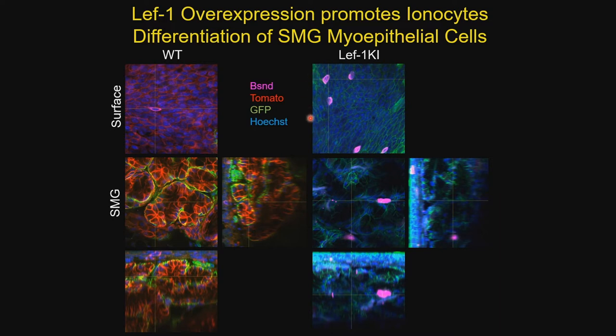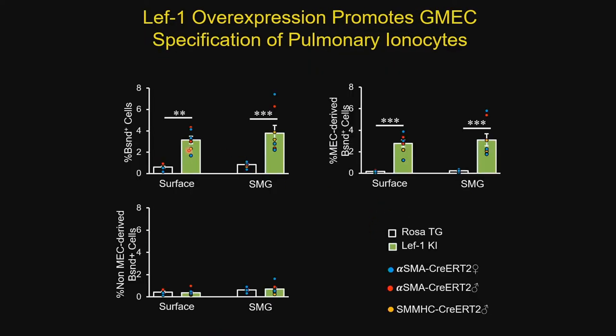And this is a very thick Z-stack throughout the whole mouse trachea. What I'm showing here is, the upper one is an XY level at the level of surface airway, and the second XY level is at the level of submucosal glands. As you can see, BSND in magenta is way more. We can see more cells that are labeled in magenta in the left one, the overexpressing tracheas, compared to the wild type ones, both on the surface as well as at the submucosal gland level. We quantified these cells, both again on the surface and in the submucosal glands, and we can see the same significant increase after LEF1 overexpression in myoepithelial cells. And interestingly, this increase in ionocyte formation was mostly accounted for by the myoepithelial cell lineage.